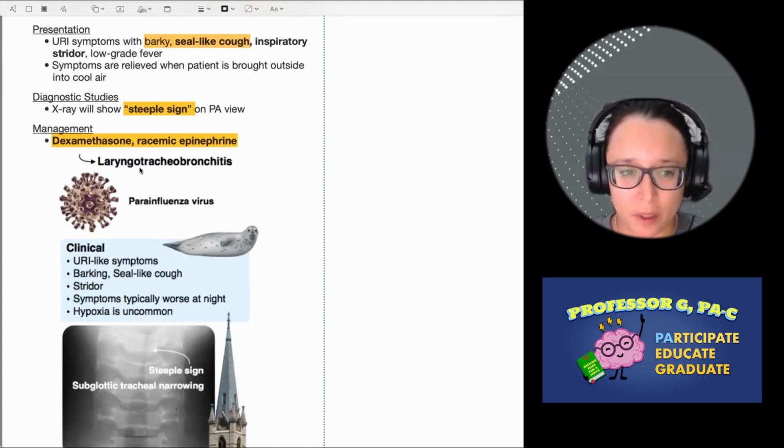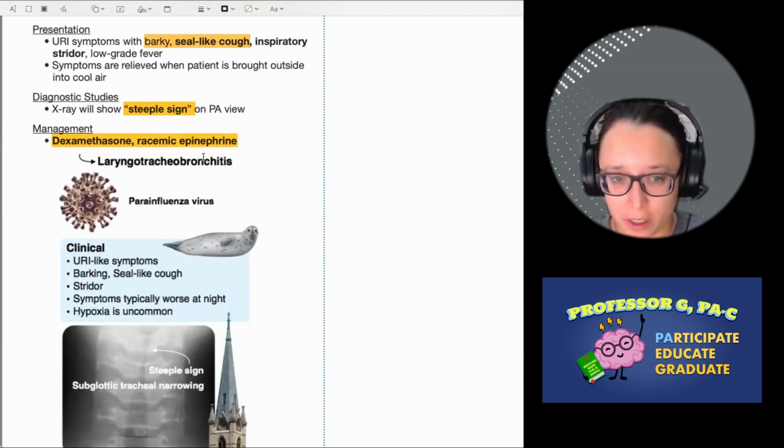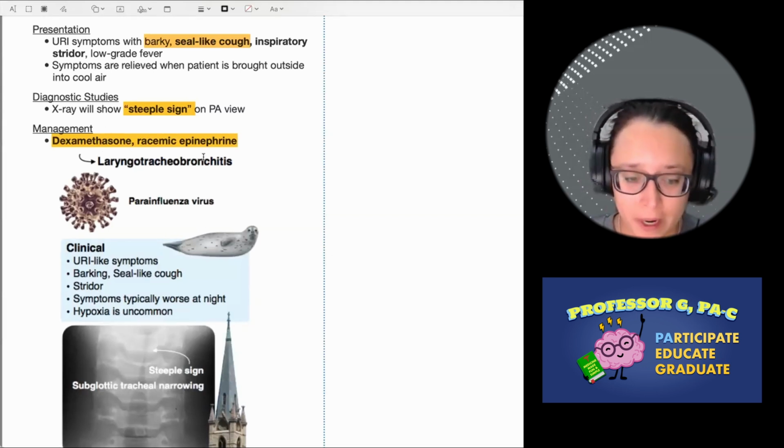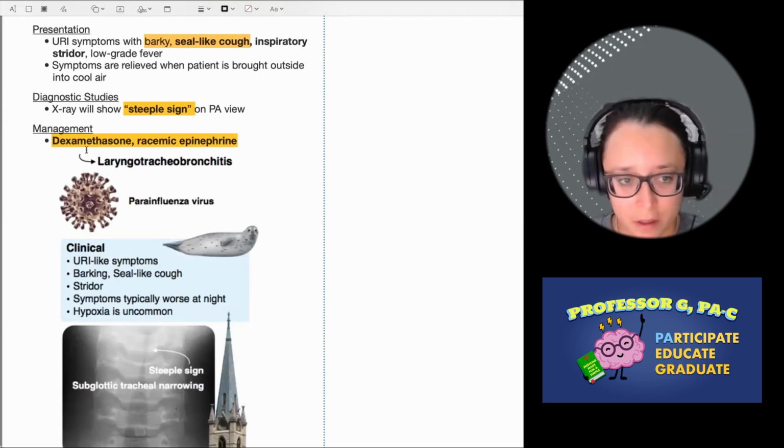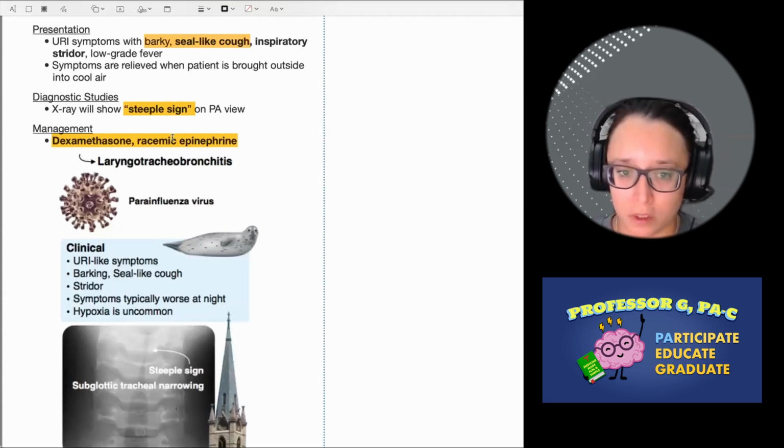So, kind of important. I don't think I would be mean and put both of these on there and ask which one you would do first. But generally speaking, if it's very mild, you can do nothing but supportive care. If it's moderate, you can probably start with the dexamethasone because most kids get that. That's what's going to help them long term. And then the racemic epi helps them in the short term to reduce the inflammation.